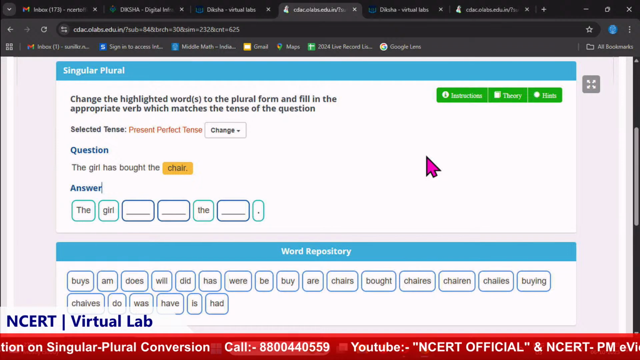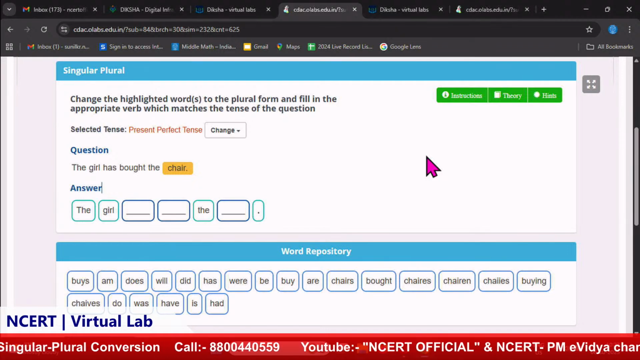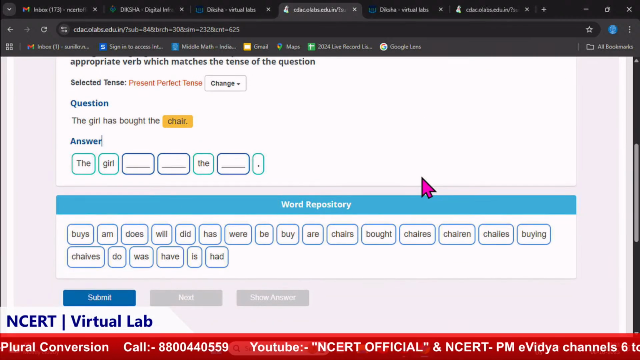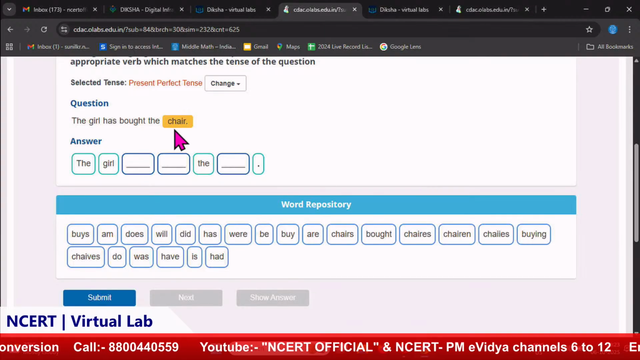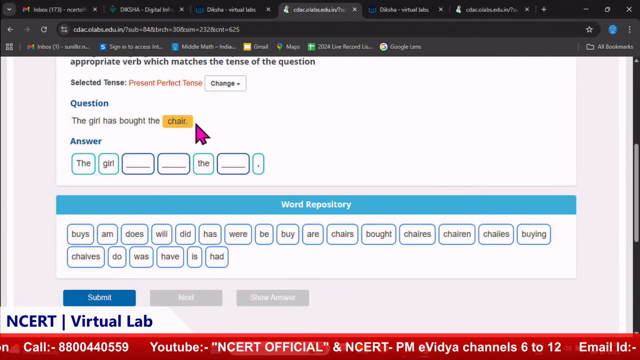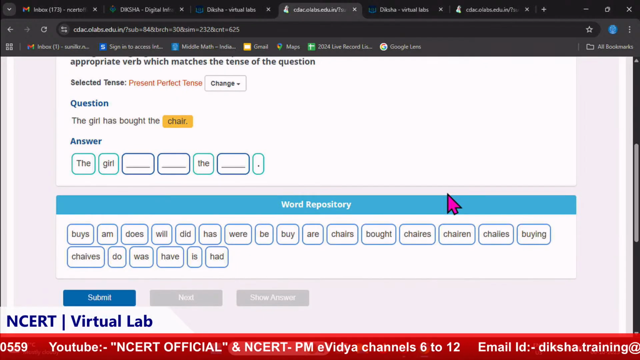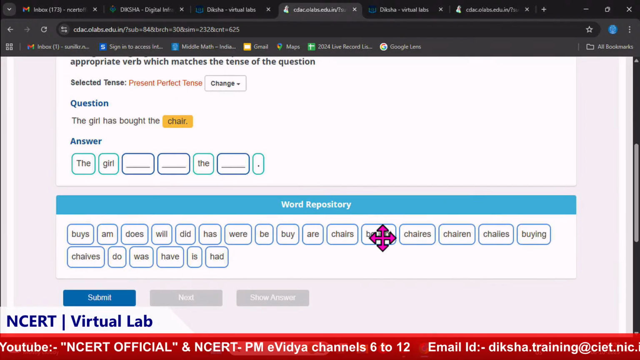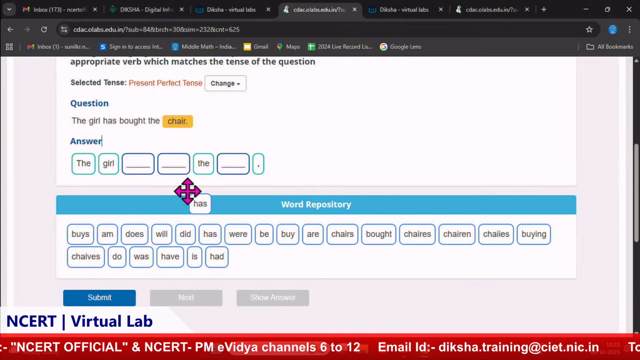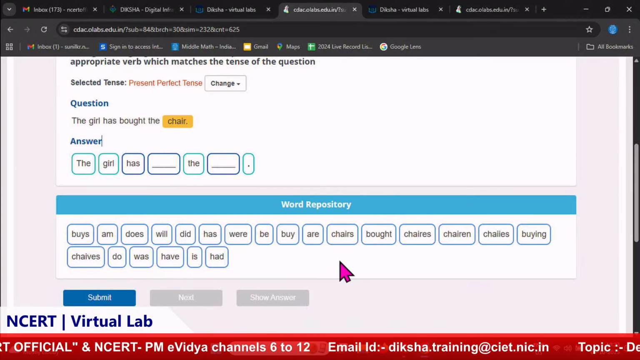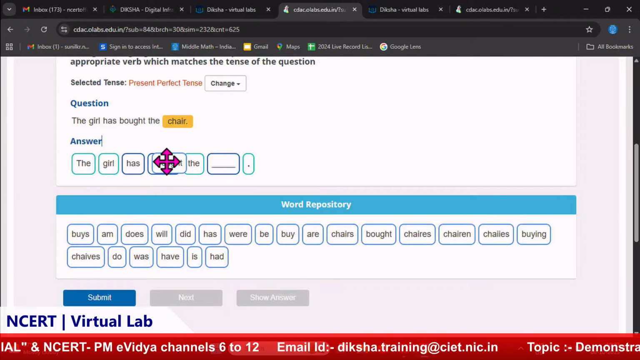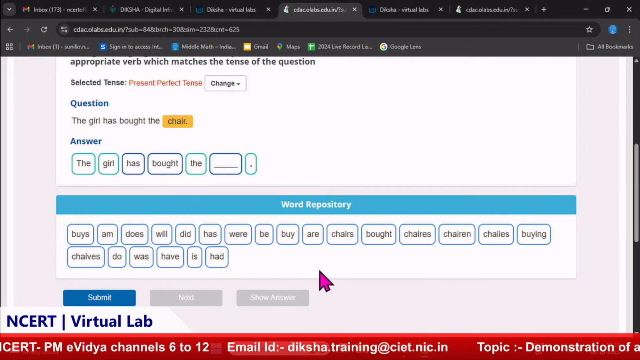Now, let us try some other tense, present perfect tense. The girl has bought the chair. We have to change only the one that's highlighted. The girls have bought the chairs. Bought stays the same, and chair should become chairs.